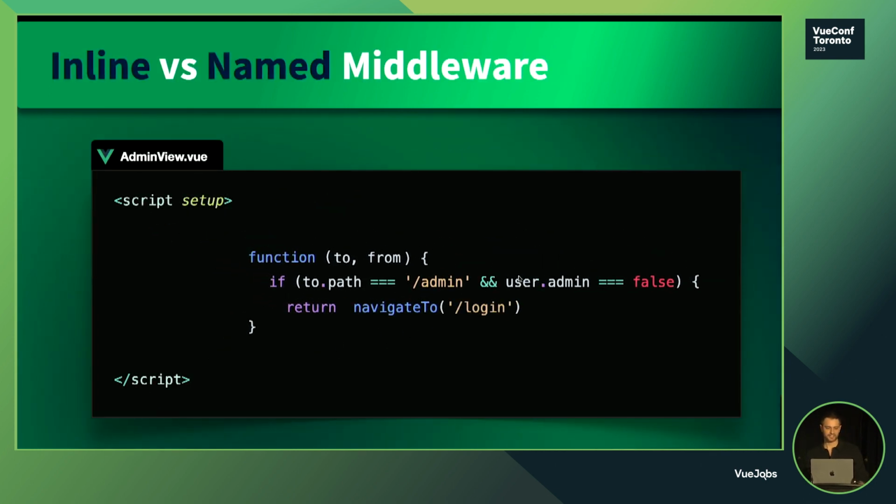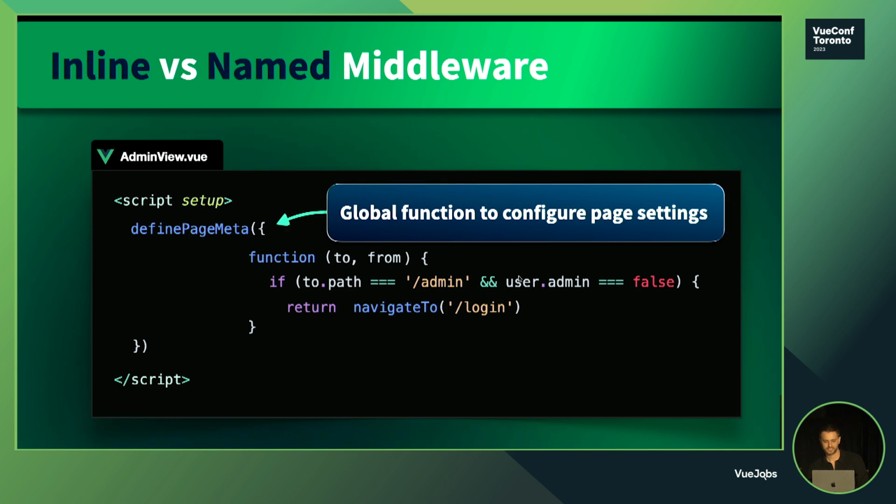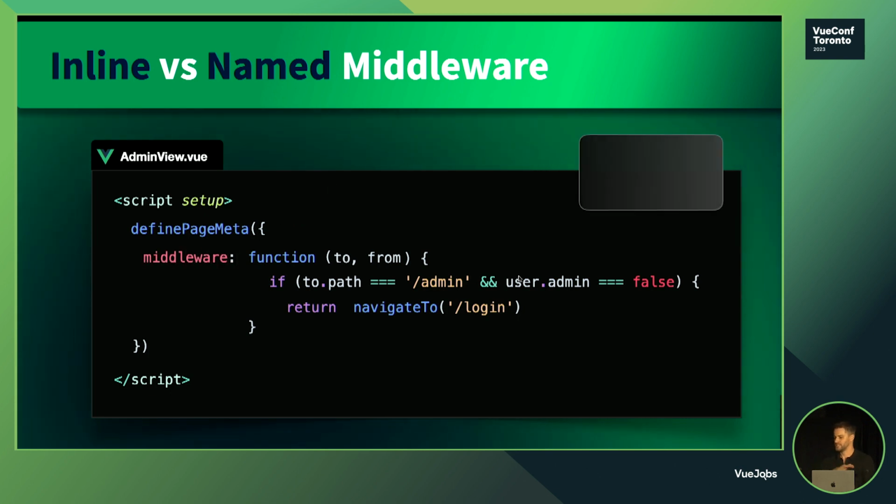All right, so how do we actually use our middleware within the context of a component? In here, in the script section, you can see we will add the definePageMeta function, and this is a global Nuxt 3 function that's going to allow us to configure page settings. And then we'll add the middleware inside here. Because it's inline, we call this inline middleware.